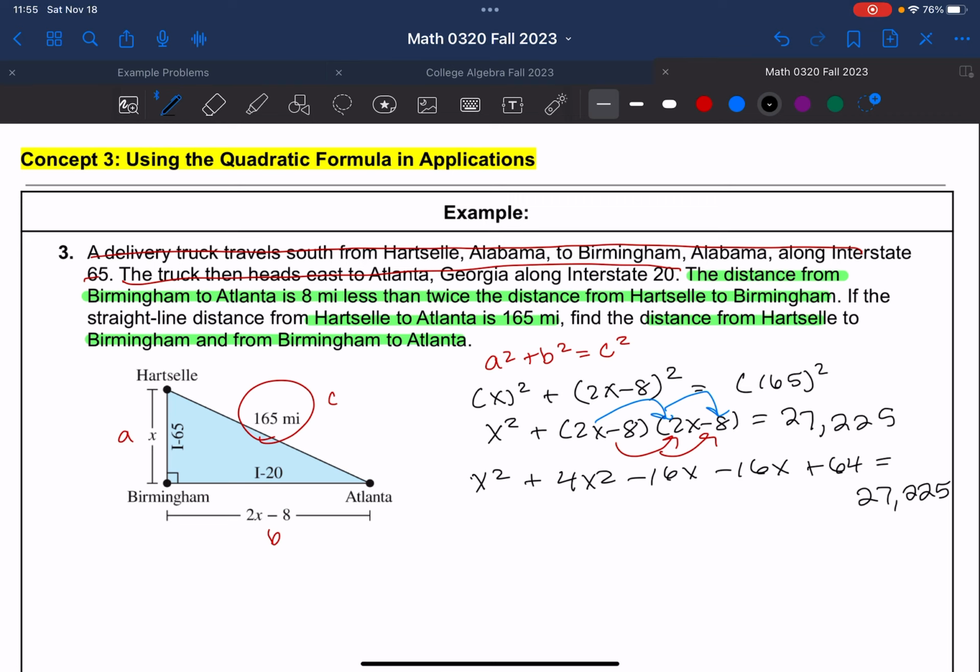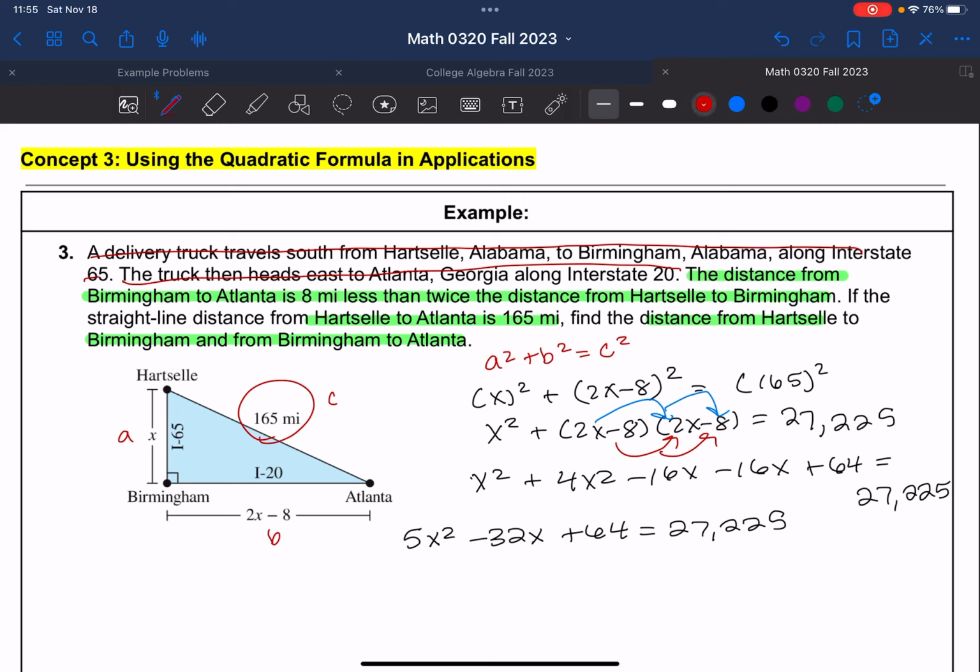So combining like terms, we have x squared and 4x squared, so 5x squared, negative 16x and negative 16x, which is negative 32x, plus 64 is equal to 27,225. Since we have this set up as a quadratic equation, we know that we now have to get everything to one side and set it equal to 0.